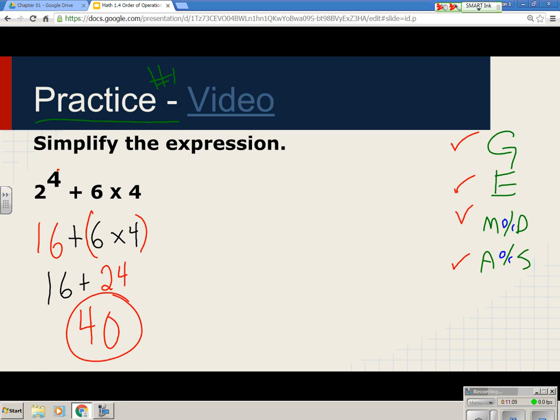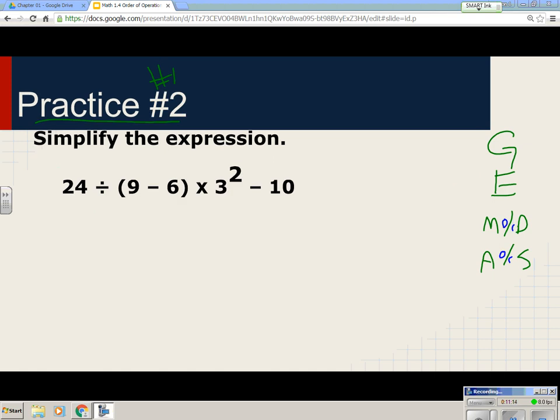Now, hopefully you're doing pretty good on these and you're cruising along with me. This one's got a lot of steps in it, so what I want you to do is give it a shot. I want you to pause the video and try this one, and when you're done trying it and you have all your steps written out, come back and let's see how you did.